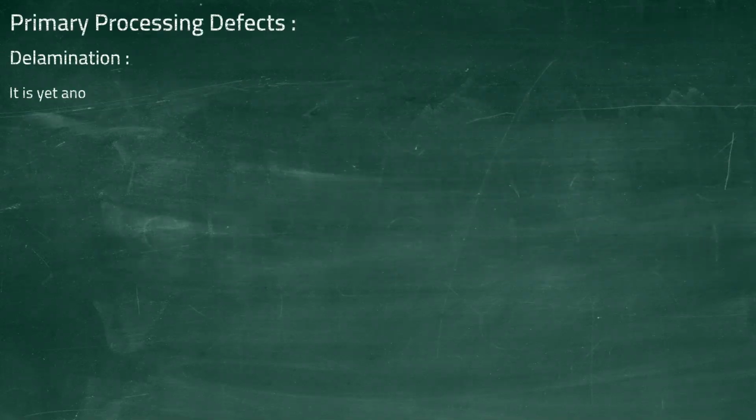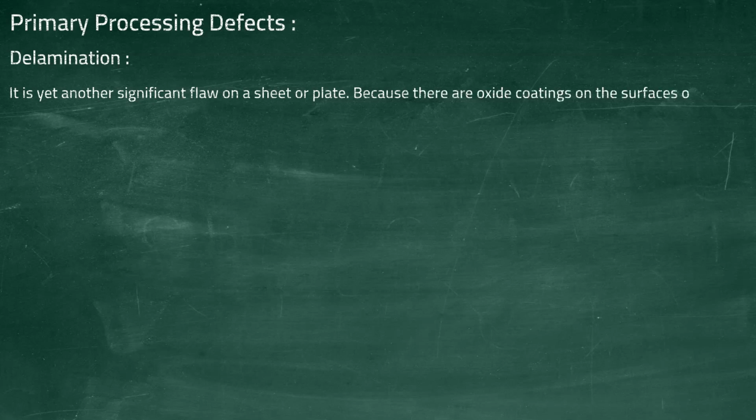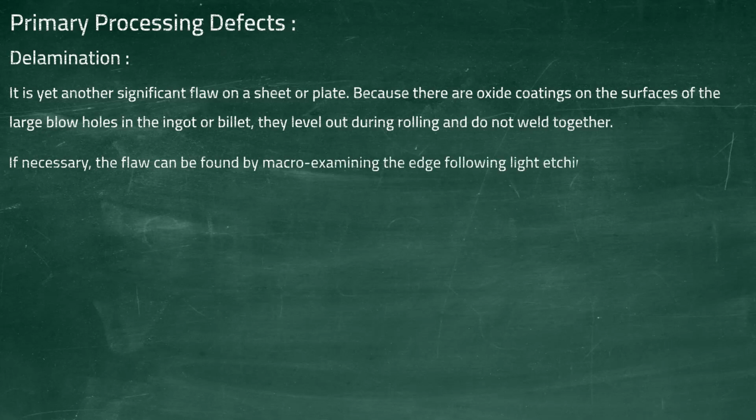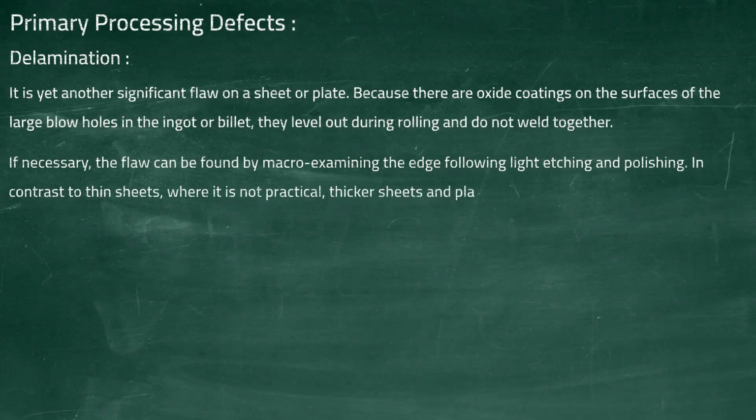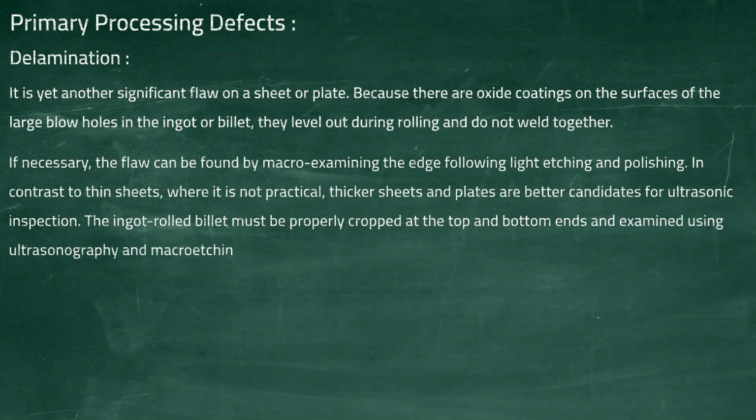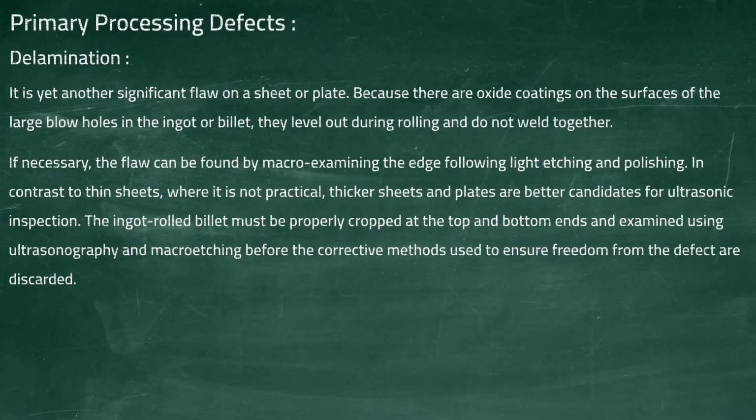Delamination. It is yet another significant flaw on a sheet or plate. Because there are oxide coatings on the surfaces of the large blowholes in the ingot or billet, they level out during rolling and do not weld together. If necessary, the flaw can be found by macro-examining the edge following light etching and polishing. In contrast to thin sheets, where it is not practical, thicker sheets and plates are better candidates for ultrasonic inspection. The ingot roll billet must be properly cropped at the top and bottom ends and examined using ultrasonography and macroetching before the corrective methods used to ensure freedom from the defect are discarded.